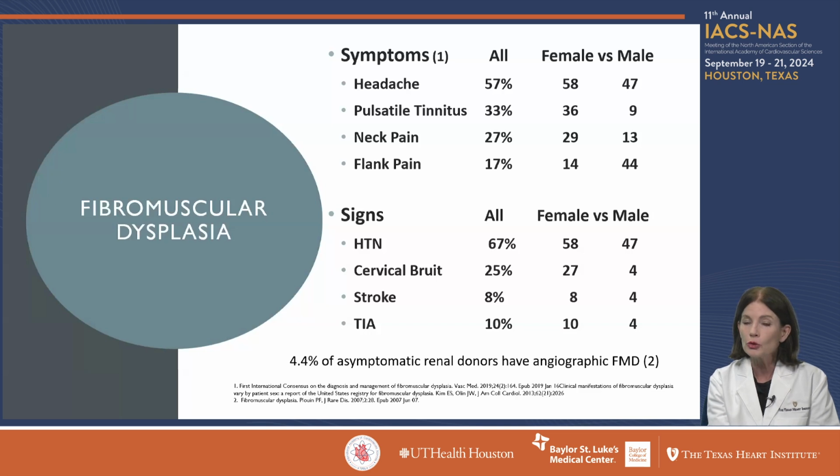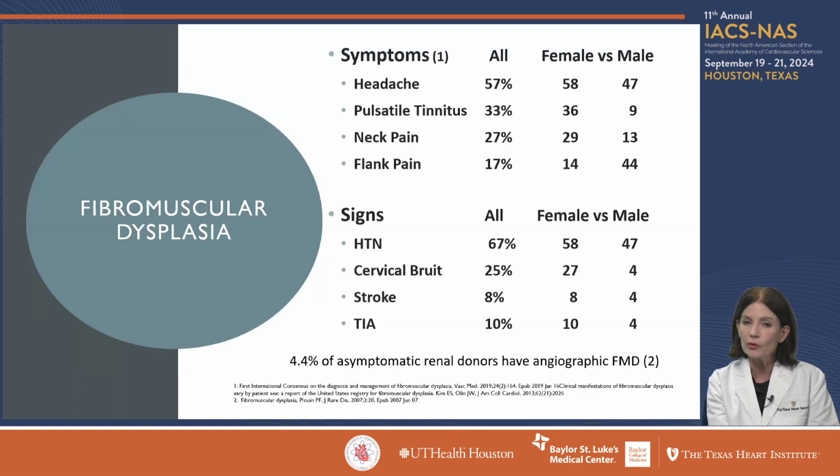The cervical bruit is found in about a quarter of participants in these registry trials, but it's clearly more common in females. Strokes occur in about 8% of the participants and TIA about 10%, but importantly, these registries are underrepresenting those that have no symptoms or signs.